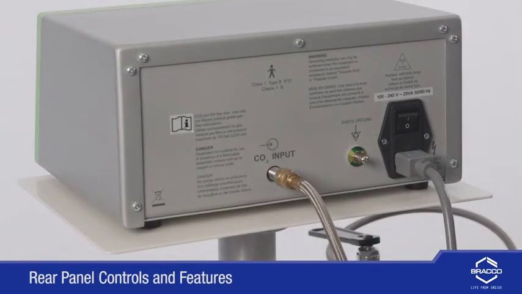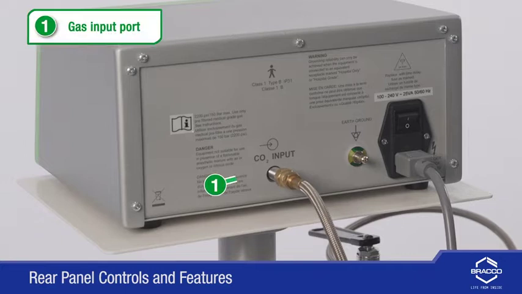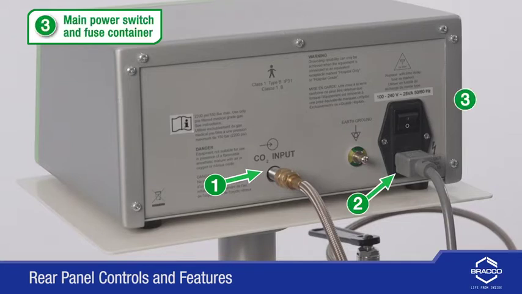Here is a look at the rear panel controls and features. Gas input board for connecting CO2 supply tank or wall source. Universal AC line input device. Main power switch and fuse container. Compensator post to earth ground, also referred to as the potential compensator plug.